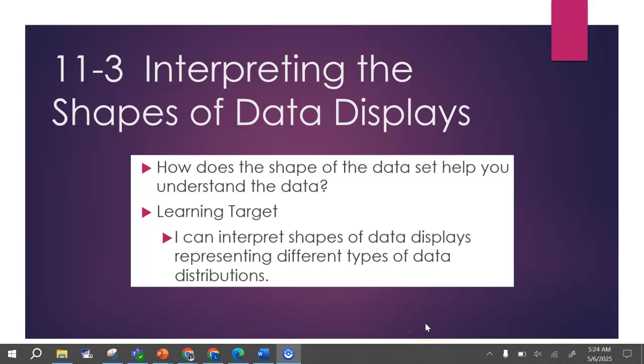Hey everyone, this is 11.3, which is on interpreting the shapes of data displays. We're going to introduce three different names of shapes. We've been hinting at this as we've been talking in our statistics unit, but now we're going to look a little closer at what happens to the mean when the shapes of the data displays change.